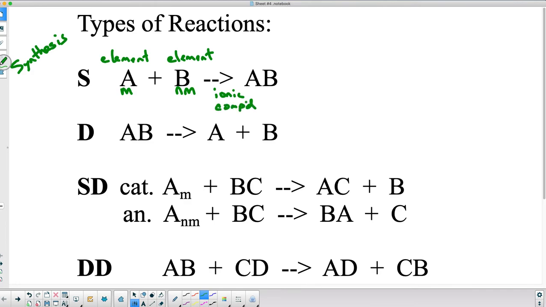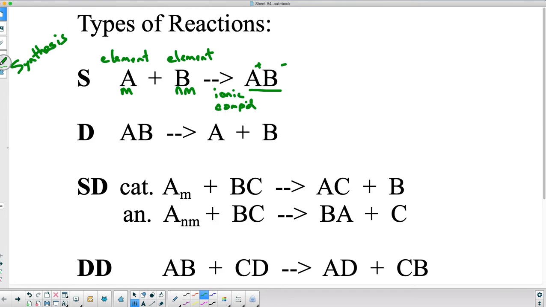So on the right hand side we have our compound that has more than one capital letter, okay, and in that compound, the beginning part is positive, which is usually the metal, and the ending part is negative, which is usually the non-metal. So that's the pattern we're going to use. So an element plus an element equals a synthesis reaction, and it equals a compound.